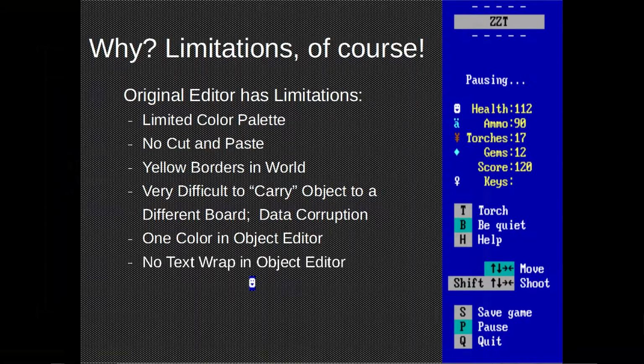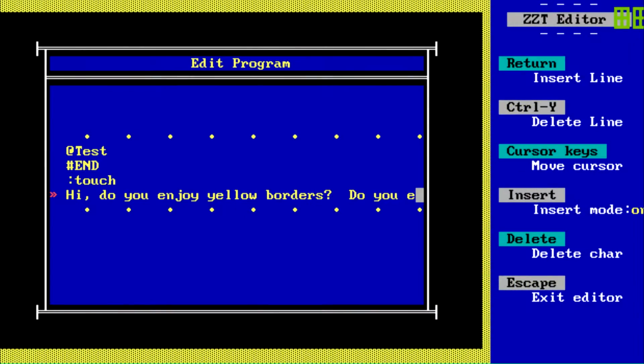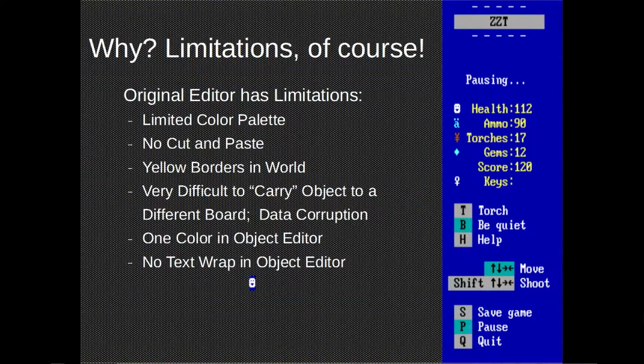There's no text wrap in the object editor, so in the original editor you would literally hit the wall every single time, and you would have to then, okay, I gotta delete that word, I gotta delete that part of it to fit it on the next line and everything. So you were constantly hitting the no text wrap issue almost every single time you wrote something. That was very annoying in the first couple of years I was creating worlds, because I would hit that constantly.